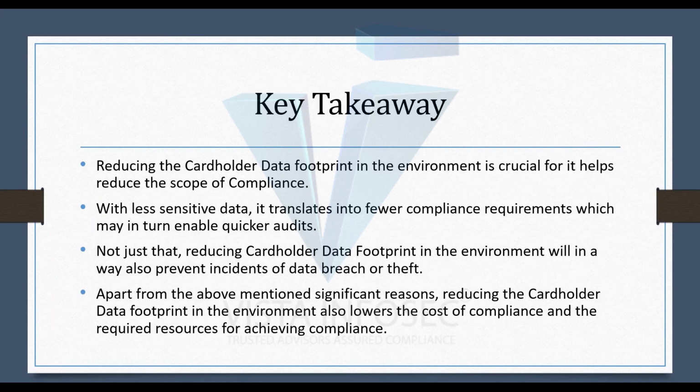That's the key takeaway over here: reducing the card data footprint is crucial because it helps reduce the scope of compliance. With less sensitive data, there are fewer compliance requirements, which may in turn enable quicker audits. Simply speaking, if our card data is tokenized, then that entire tokenized flow is not part of scope. And not just that, reducing the card data footprint in the environment will also prevent incidents of data theft, because no hacker in his right frame of mind would want to compromise your tokenized repository or sniff into your tokenized network, because it simply doesn't mean anything.